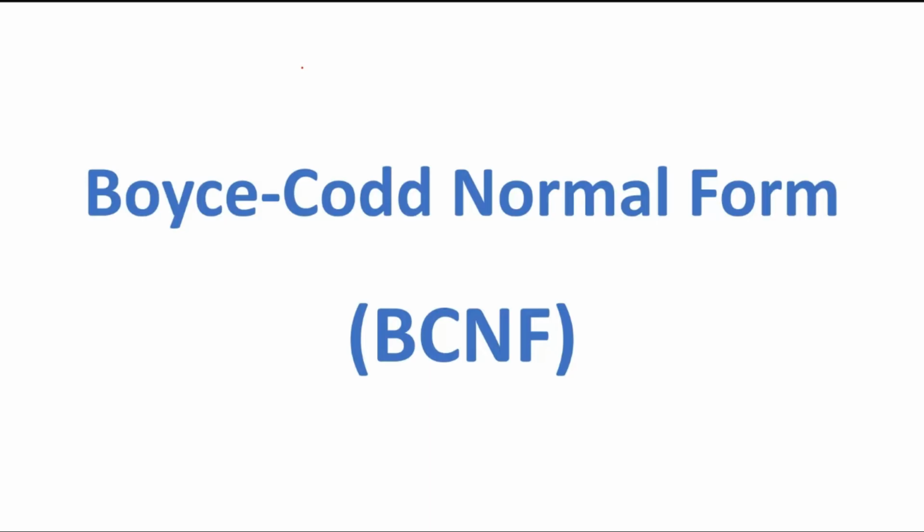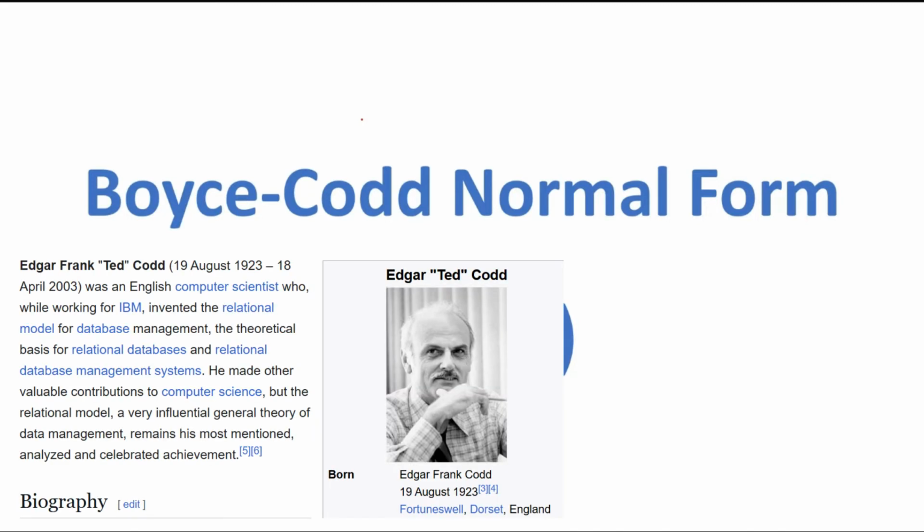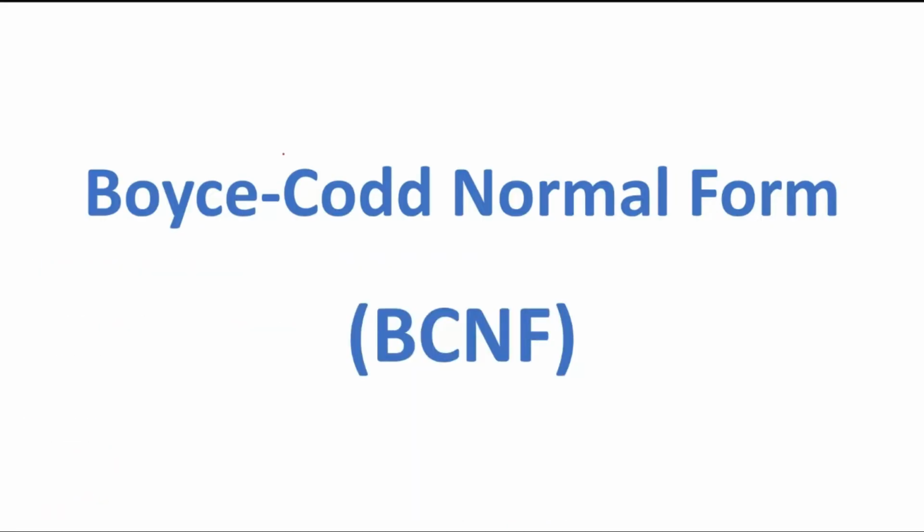Now we will see the final normal form, and it is Boyce-Codd normal form. This normal form was developed by two scientists who developed the relational database theory that we saw in the introductory class of relational database management systems. These two were scientists at IBM, and this normal form is named after them, Boyce and Codd, and that's why it is referred to as BCNF.